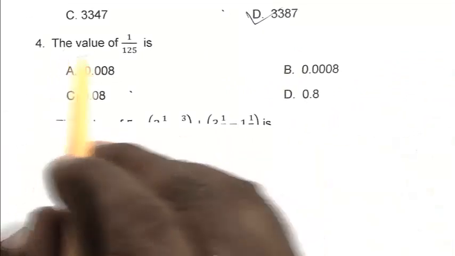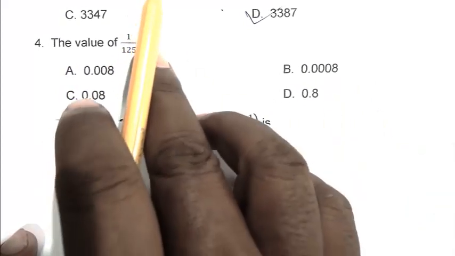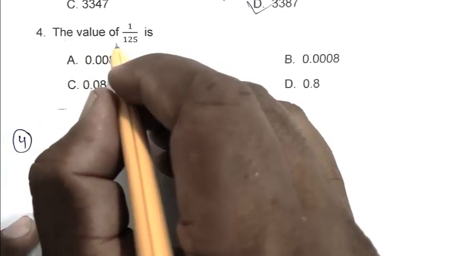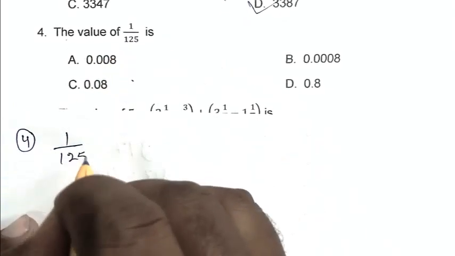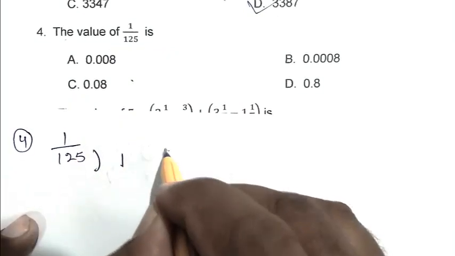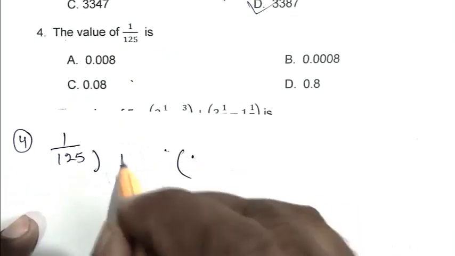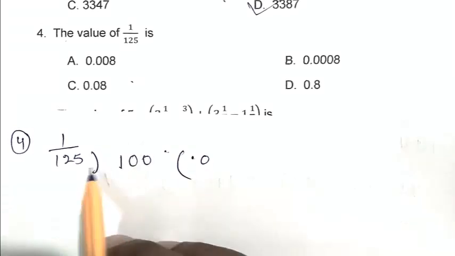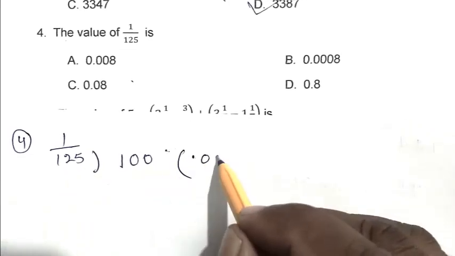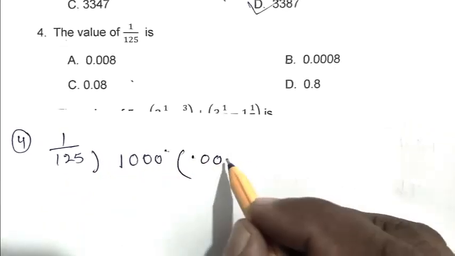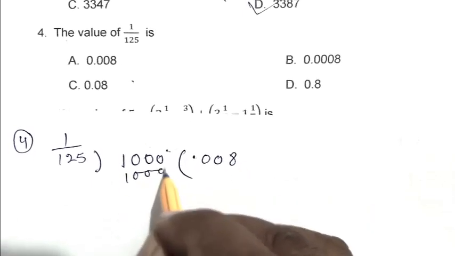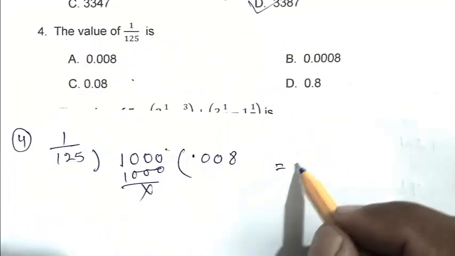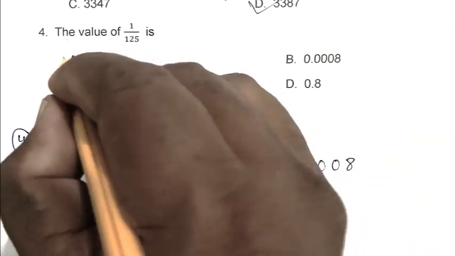Question number 4. The value of 1 by 125 is. So we divide 1 by 125. First we put the point and a 0 over there, as this is a small number. 100 is also smaller than 125, so we have to put a 0 over there, 1000. So the answer is 0.008. A is the right answer.